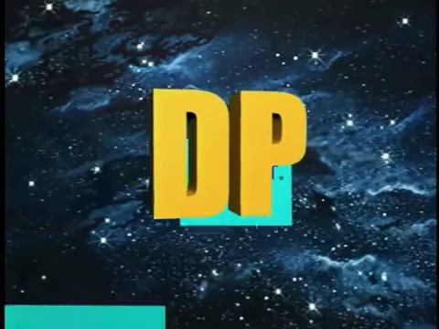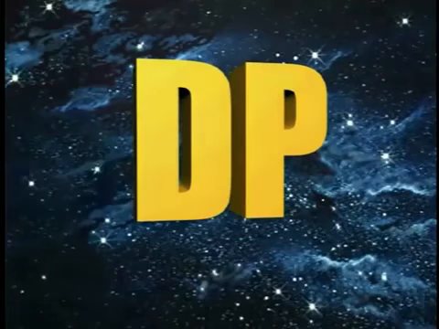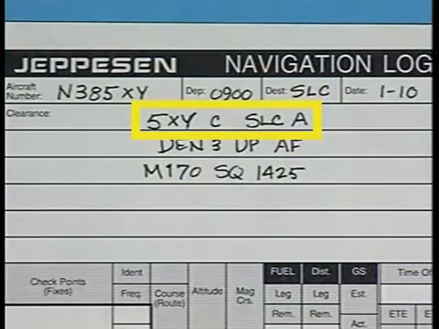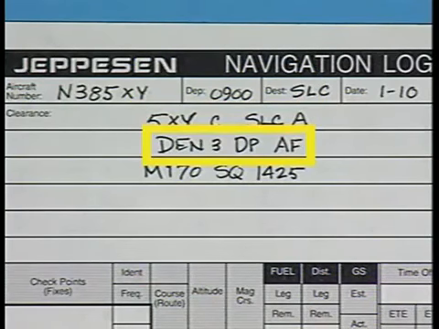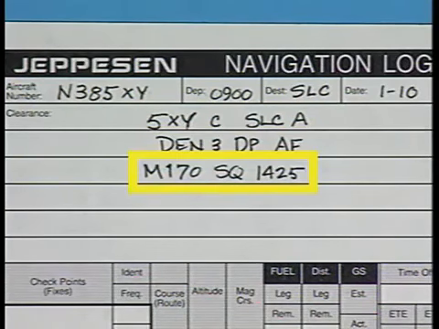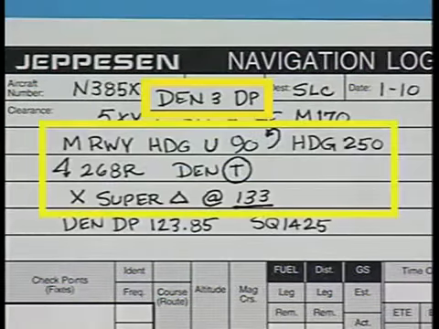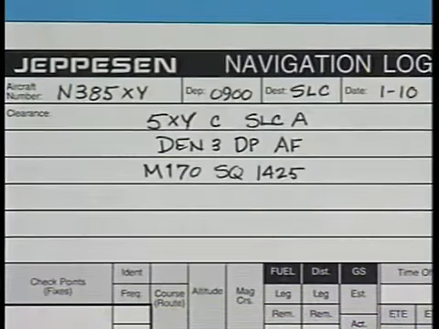This is what the clearance might sound like if you received it with an instrument departure procedure. Cessna 385 X-ray Yankee cleared to the Salt Lake City Airport. Denver 3 departure then as filed. Maintain 17,000. Squawk 1425. Notice that Denver 3 departure replaced several procedures in the previous clearance. This not only saves communication time, but makes it less likely you'll receive a clearance you don't understand.